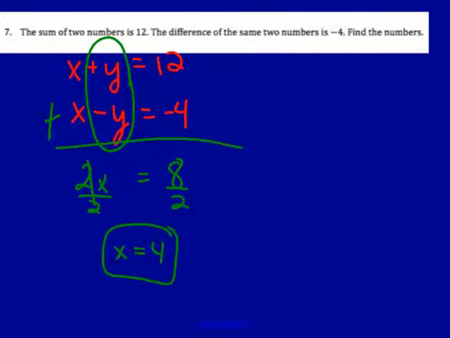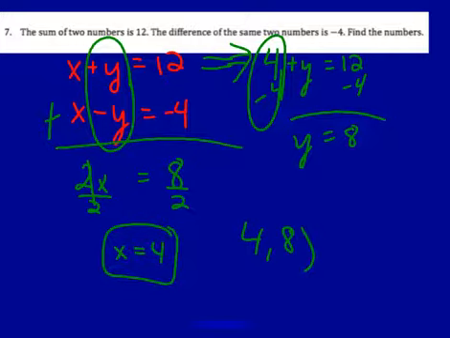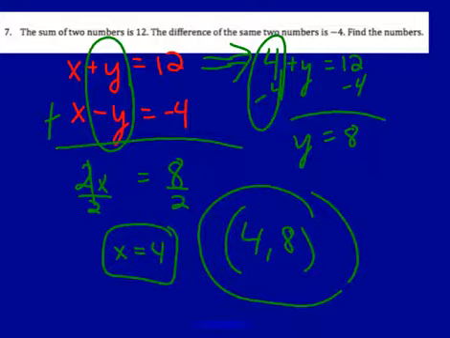Well, then if I use this equation, substitute my x in, I get 4 plus y equals 12. Subtract 4. Subtract 4. y equals 8. So I have 4 comma 8. That's the point. Or the numbers are 4 and 8. Whatever you want to do.